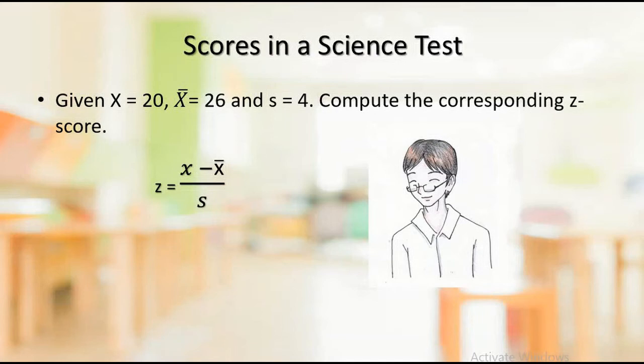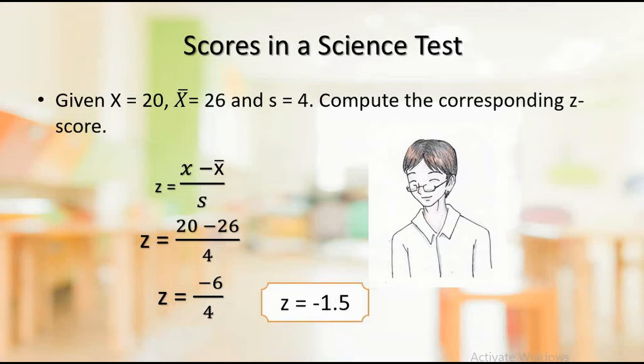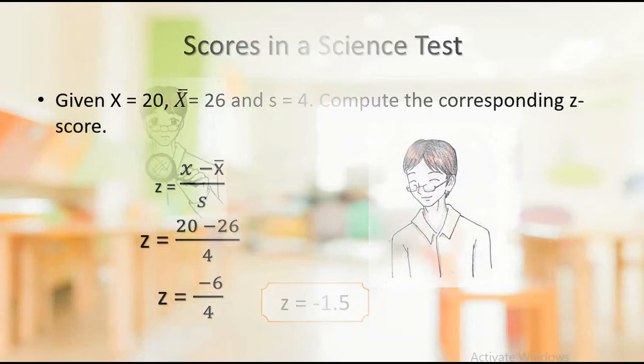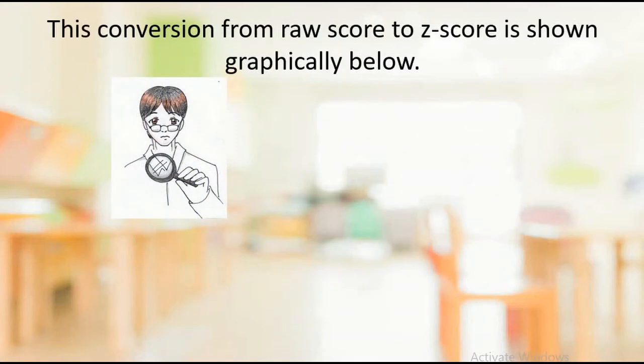So z is equal to 20 minus 26 over 4. So z is equal to negative 6 over 4. So dividing it, z is equal to negative 1.5. This conversion from raw score to z-score is shown graphically below.